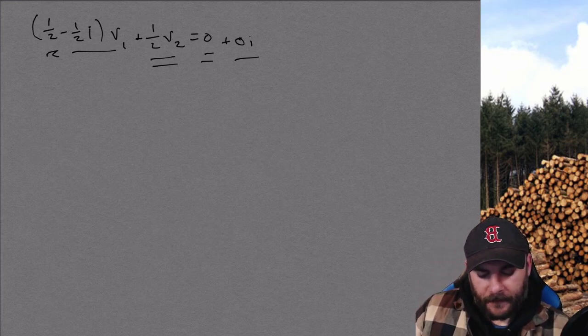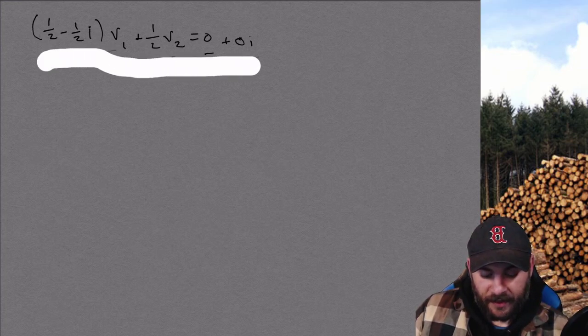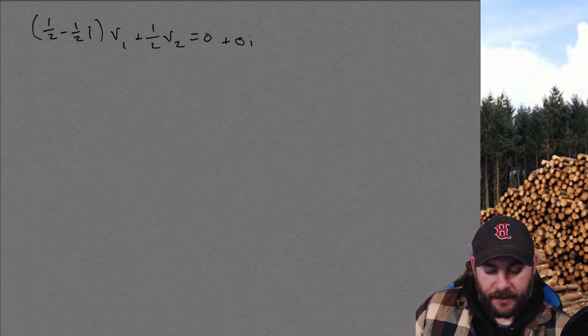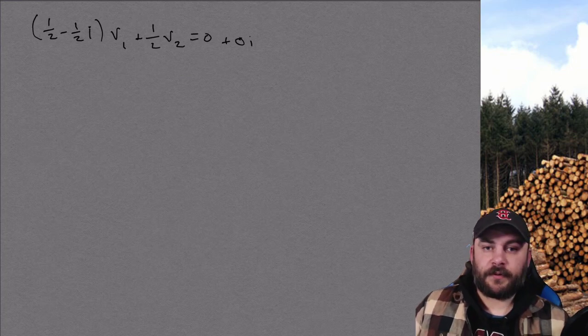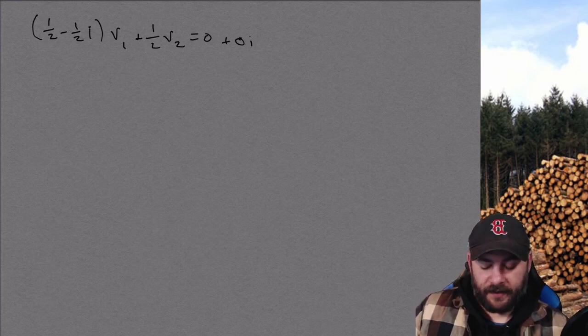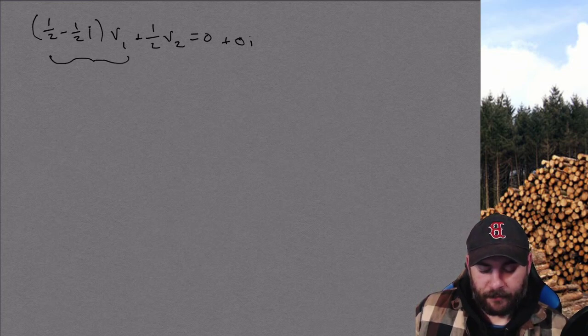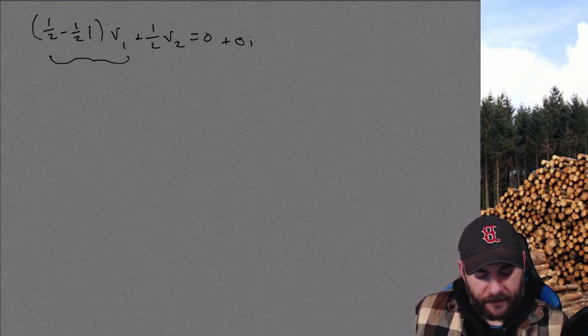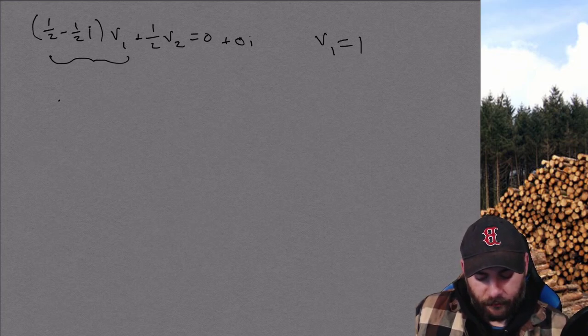All right, and instead, since I know I can choose one of these to be whatever I want, I'm going to pick the V that's in the most complicated situation and make it the number 1. This right here is a complicated situation, so I'm going to let V1 equal 1. And so then I get 1/2 minus 1/2 I plus 1/2.